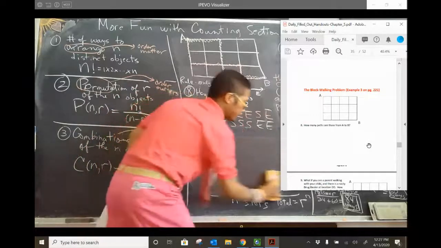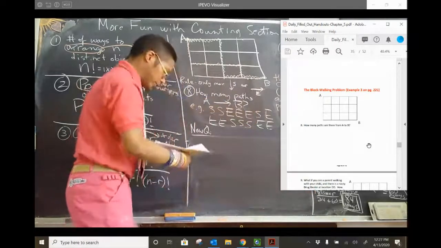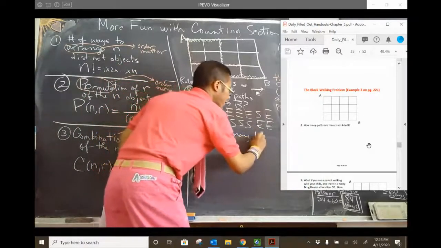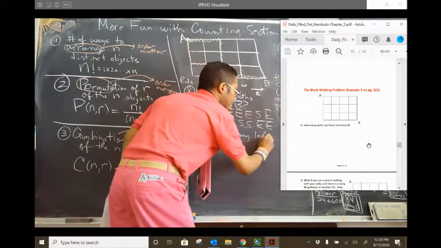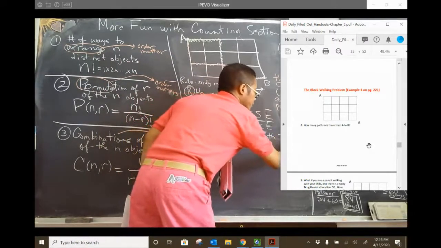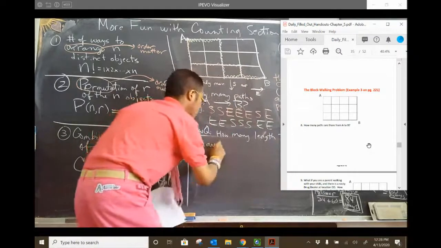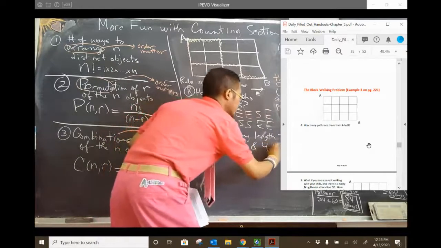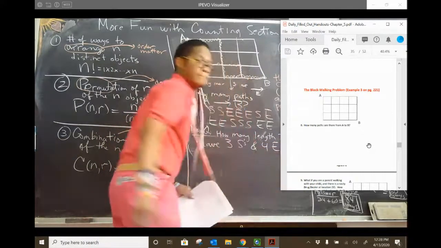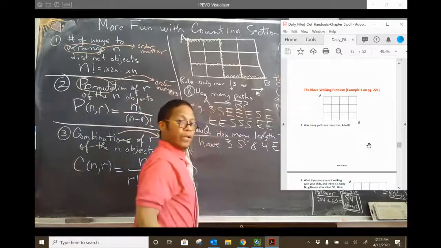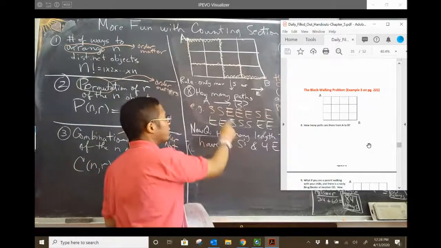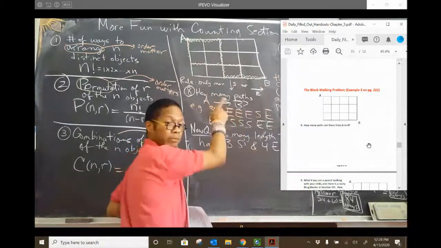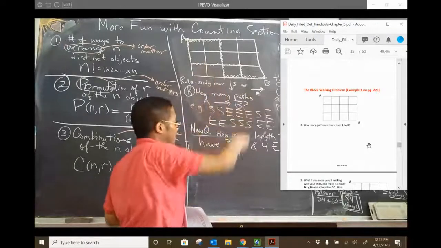The new question is, or equivalent question, how many length 7 words have 3 S's and 4 E's? If I can answer that question, that'll give me how many paths. Because once I make a length 7 word that has exactly 3 S's and exactly 4 E's, that gives me a unique path from A to B.